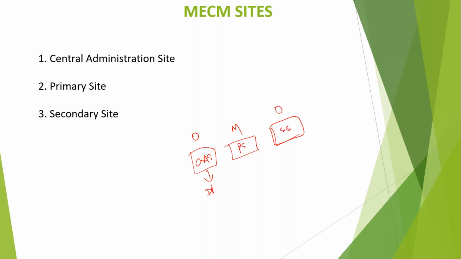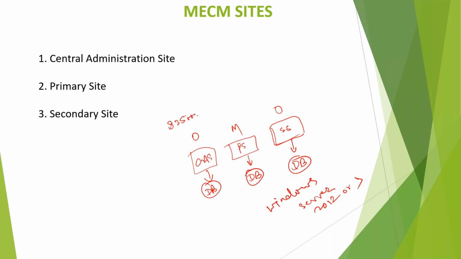All need a separate database to store the data, right? All can be installed on Windows Server 2012 or greater. The maximum number of clients you can have is 825,000 devices in CAS. In primary you can have a maximum of 175,000, and in secondary a maximum of 15,000. These are the maximum limits for each site server.